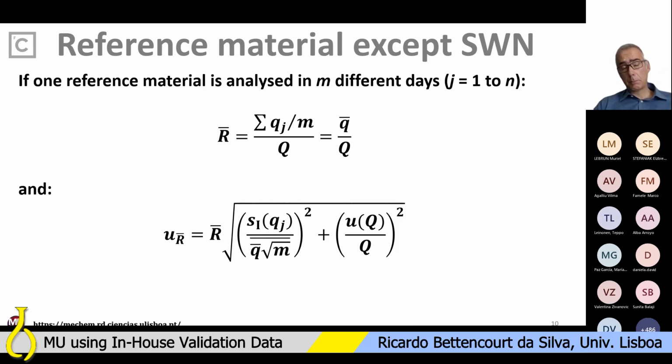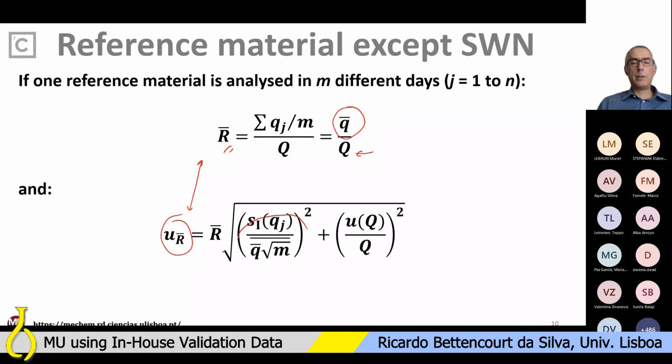In that case, typically you should analyze that reference material on different days, because you want to have this between the systematic effects. You do that over different days, and then the mean recovery will be, of course, the ratio between the mean measured value and the reference value, and the standard uncertainty associated with this mean recovery will be the mean recovery times the square root of two terms.